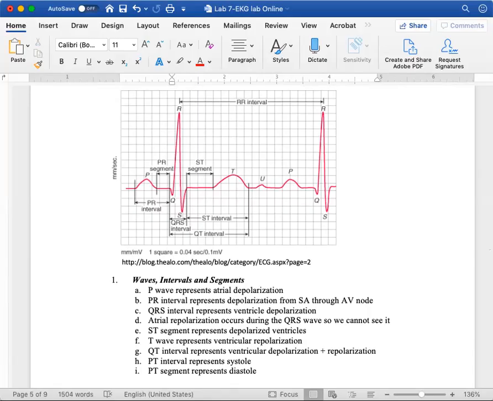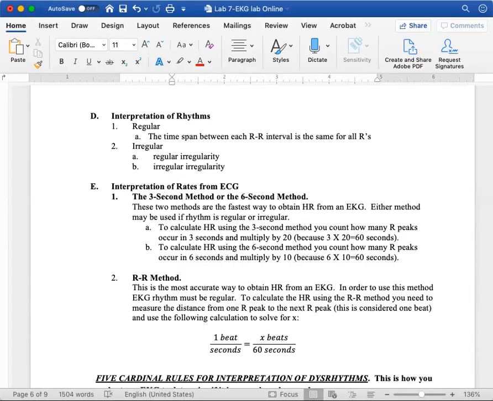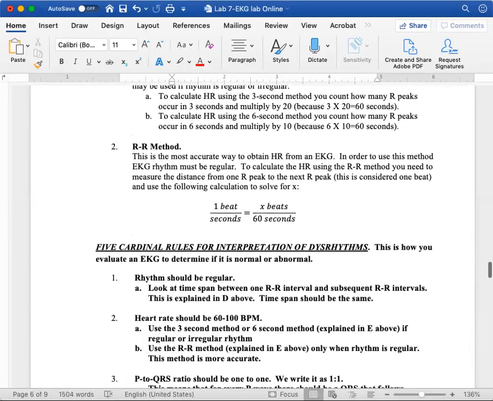Also, if you go down to H, the PT interval represents systole. So PT interval is start of P to start of T, right? That's the PT interval, and that represents systole. Systole is when your heart is contracting, and then the T to P segment is when the heart's at rest, so that's diastole, right? We'll come back to this page. Let's skip this page for a second.